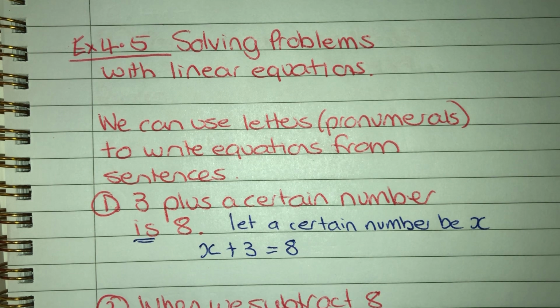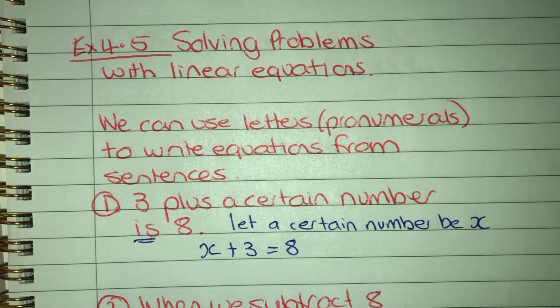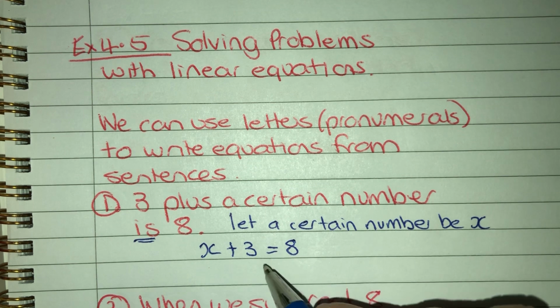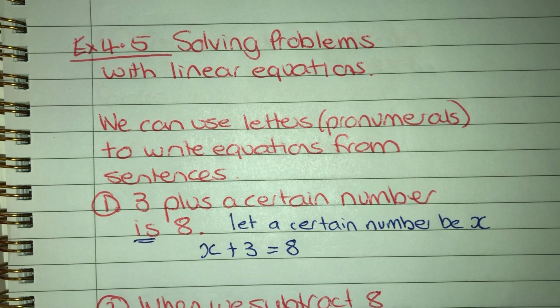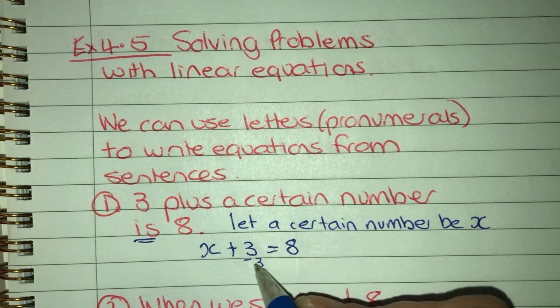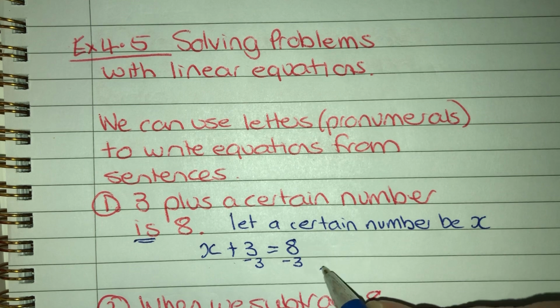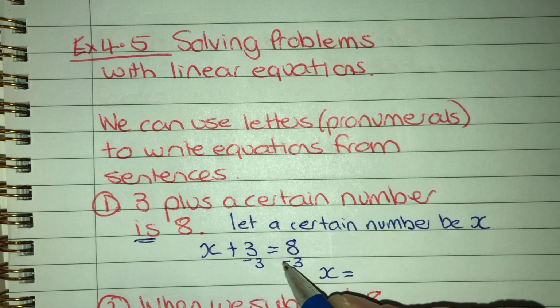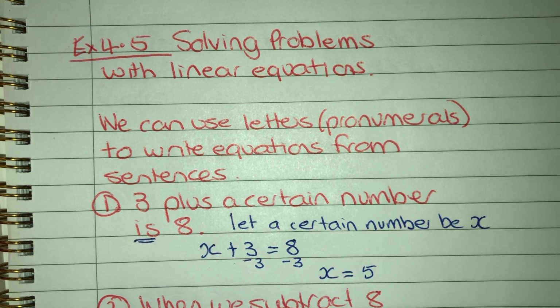Now, this doesn't say that we need to solve it, but we're going to solve it to practice what we do. So some of your questions will say just write as it is, and others will say solve them. So what's the opposite of plus 3? It's minus 3. So your answer is going to be x equals 8 minus 3 is 5.